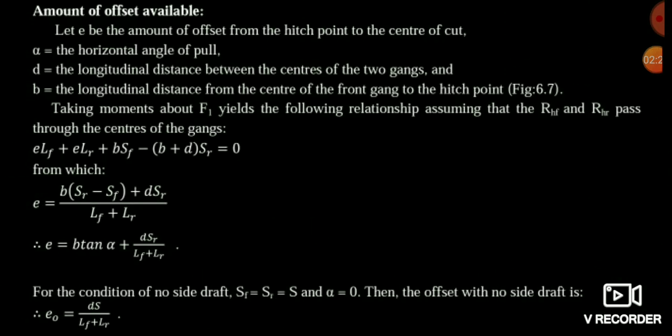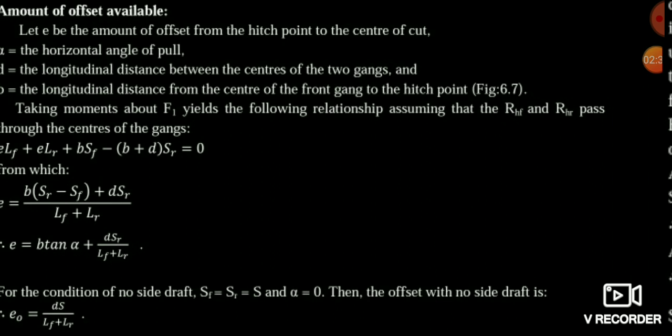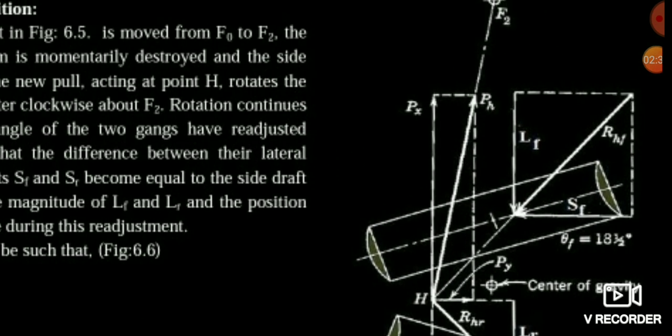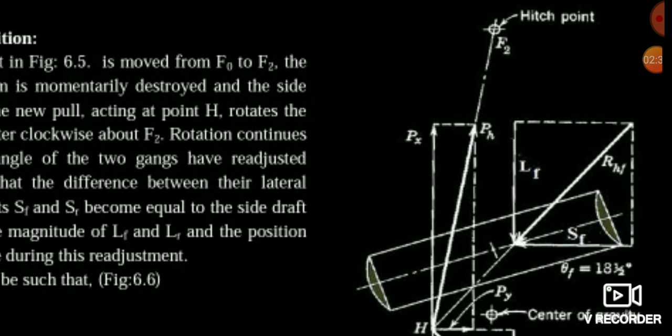And friends, B is the distance from the center of front gang to the hitch point. You can see here the B I am telling you. Friends, B is nothing but the distance between the hitch point and SR, means the center of horizontal force acting on the front axis. So that is the B.